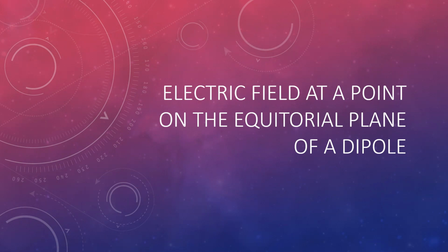A dipole is two equal and opposite charges, plus q and minus q, separated by a distance 2a. The line passing through both the charges is called the axial line. We have seen it in the previous video. Now in this video we will see the electric field on the equatorial plane.